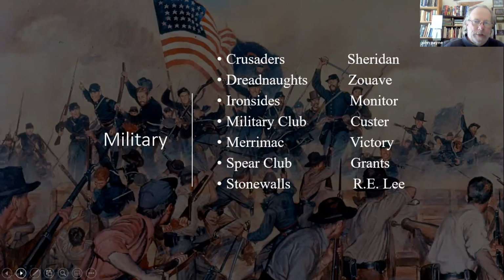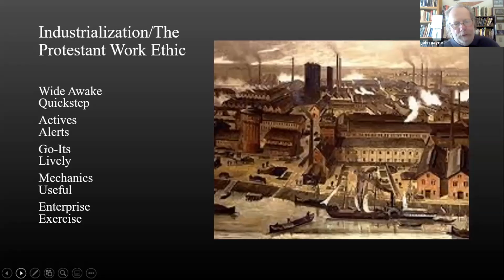So at least for a time in the 19th century, military names were popular. It seems to wane a little bit towards the end of the 1870s, I think, but that's more of a supposition on my part than backed up by any data. So another source for names was industrialization, or I prefer to call it the Protestant work ethic, because I think that's what people were getting to.